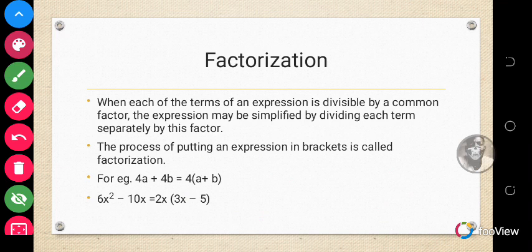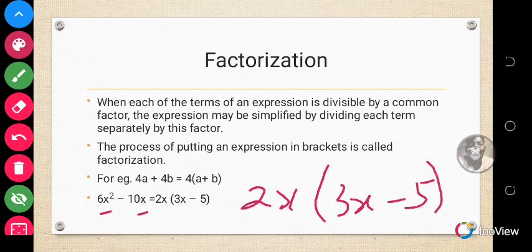6x squared minus 10x. So here 2x can go here, 2x can also go into this. So 2x actually stays outside, and then 2x times what will give you 6x squared? That will be 3x. So minus 2x times what will give you 10x, and that will be 5. 2x times 5 will give you 10x. So this will be your factorized answer.